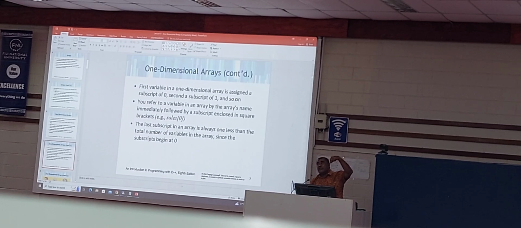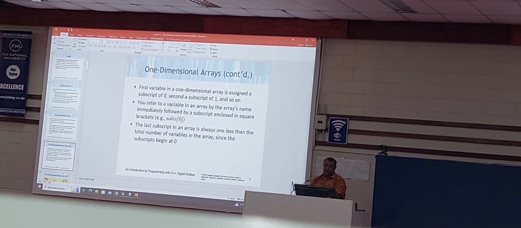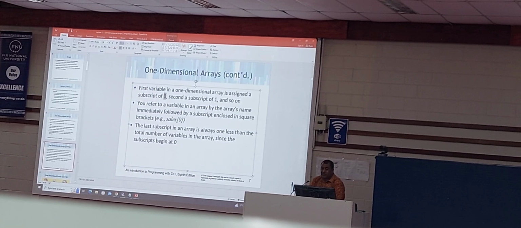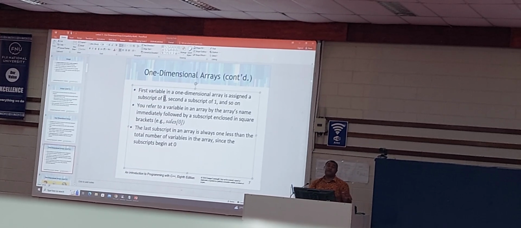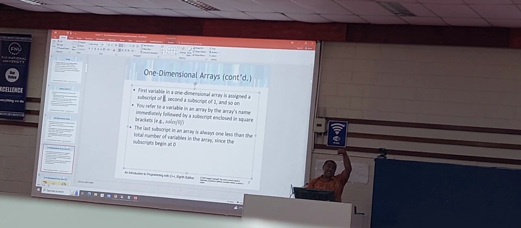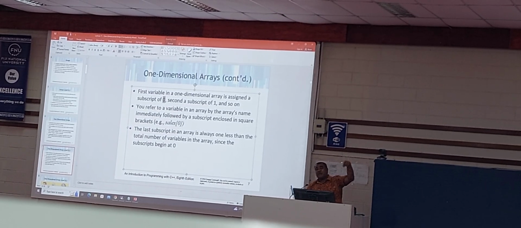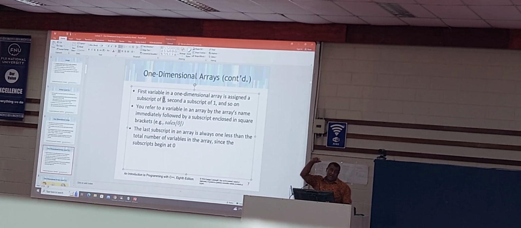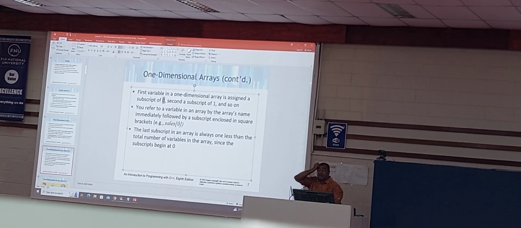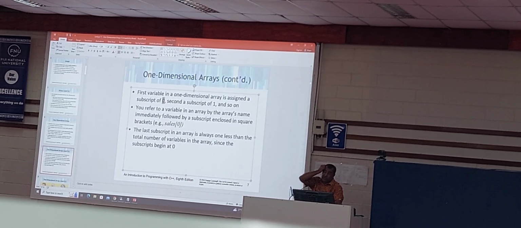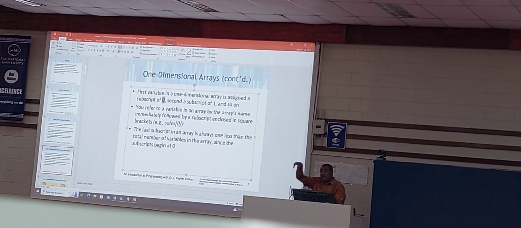The first element in the array has a subscript of 0. That's what this first line is trying to explain. The first variable in a one-dimensional array is assigned a subscript of 0. The index of that first element in an array is 0. The last index, or the subscript, for the last element: in the example that I'm giving, if there are 10 elements, the first element has an index or subscript of 0. The last element, which is the 10th element, has a subscript or index of 9.